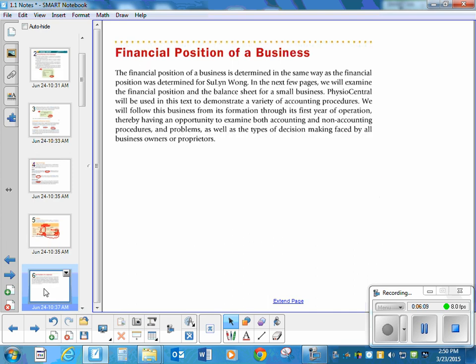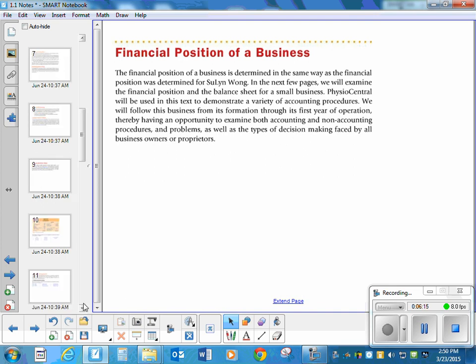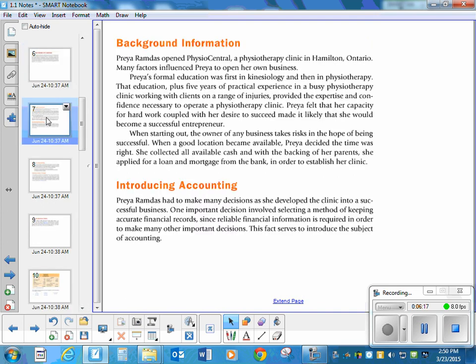Okay, we also can do this exact same thing, finding a financial position, but now for a business. Throughout the textbook, they talk about a person called Preya Ramdas. I just want to give you a little background on her because they introduce her throughout the whole textbook. She opened Physio Central, which is a physiotherapy clinic in Hamilton, Ontario.